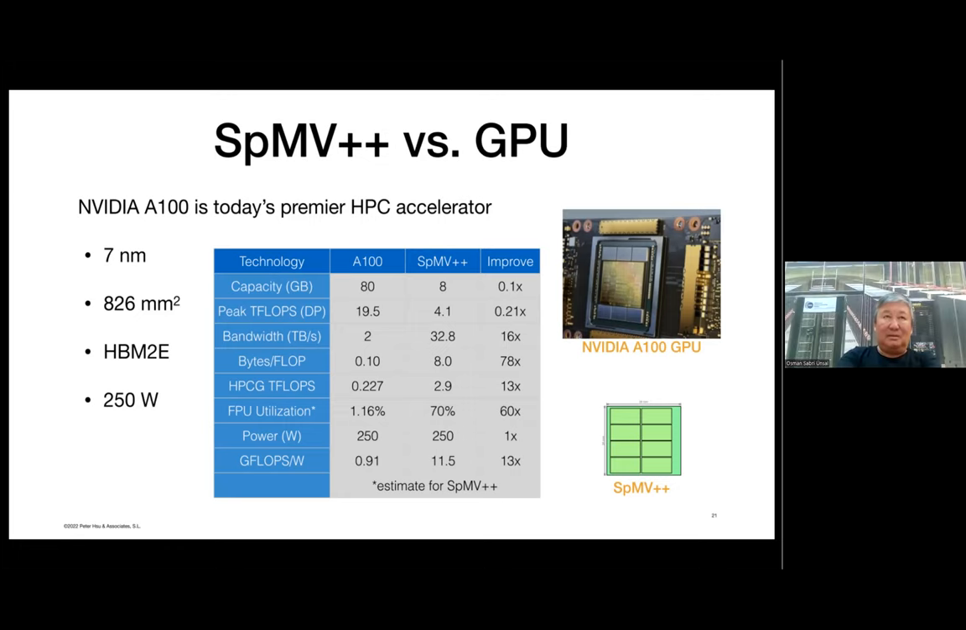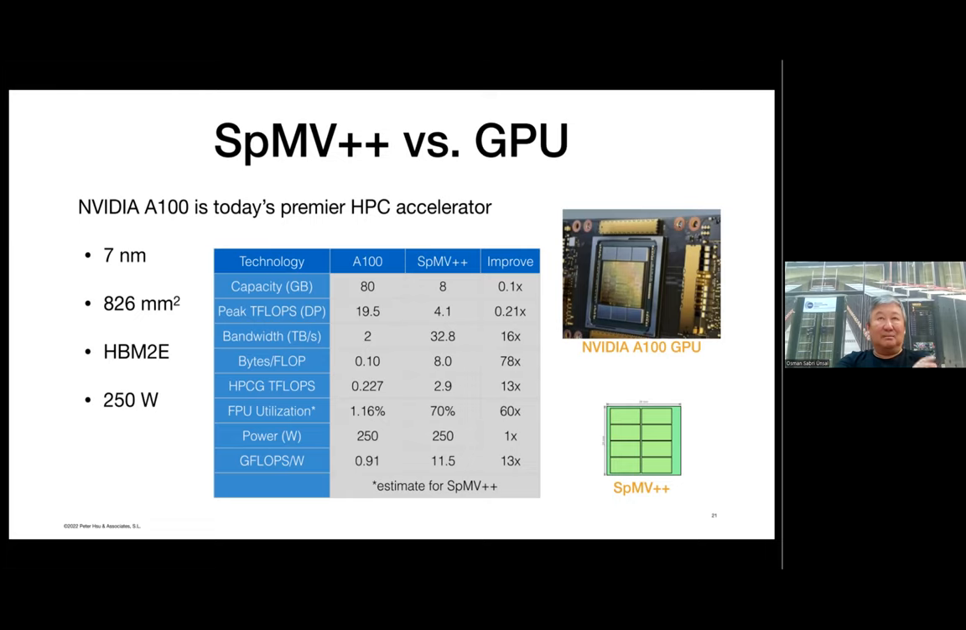Whereas theirs is very low because they don't have enough memory bandwidth to feed the FPU. And the power is about the same. So the gigaflops per watt is much improved. So this is one example of how specialization can help you.